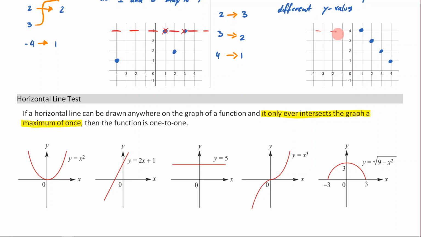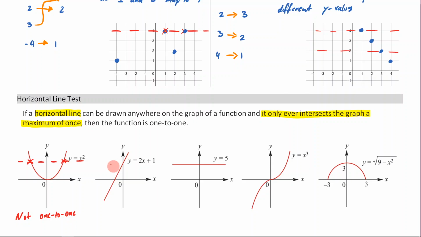But over here, I could draw a horizontal line anywhere through this and I'm only ever going to hit it once. So that is the horizontal line test. The horizontal line test is used to determine whether or not the function is one-to-one. So let's now give this a crack and go through these and see if we can figure out which of these are one-to-one and which of them are not. So I'm just going to draw a horizontal line through it. And as you can see, it intersects it twice. And because it intersects it twice, this means that this is not one-to-one.